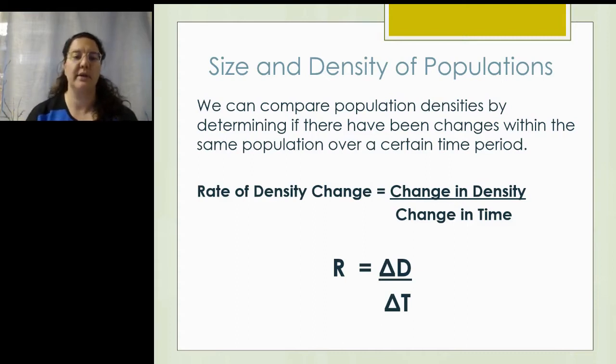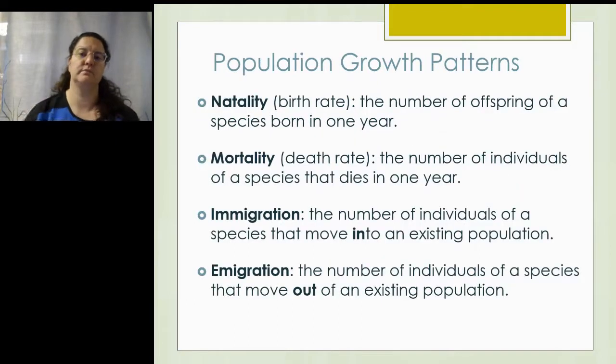We can compare population densities by determining if there's been any changes in the population over a certain period of time. So if we look at a change in density over a change in time, we can find the rate of density change. So is the density of a population going up or going down? And we can also look at the way that populations change, either they grow or they decrease.